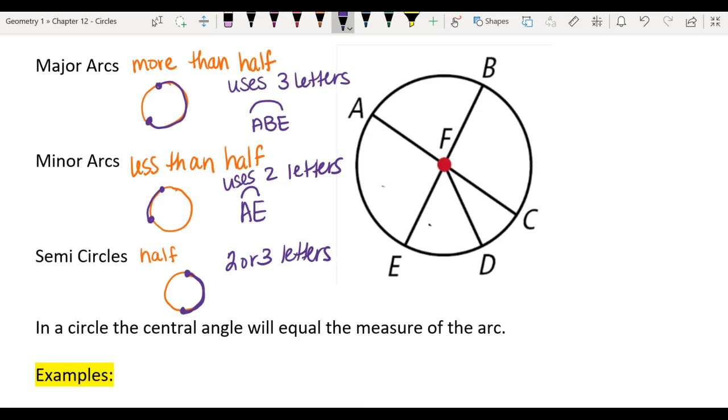Okay? There's a couple of concepts you're going to use today. One of them is, in a circle, the central angle will equal the measure of the arc. So for example, if they tell us our central angle is 100, it means the arc out here is also 100 degrees. Okay?